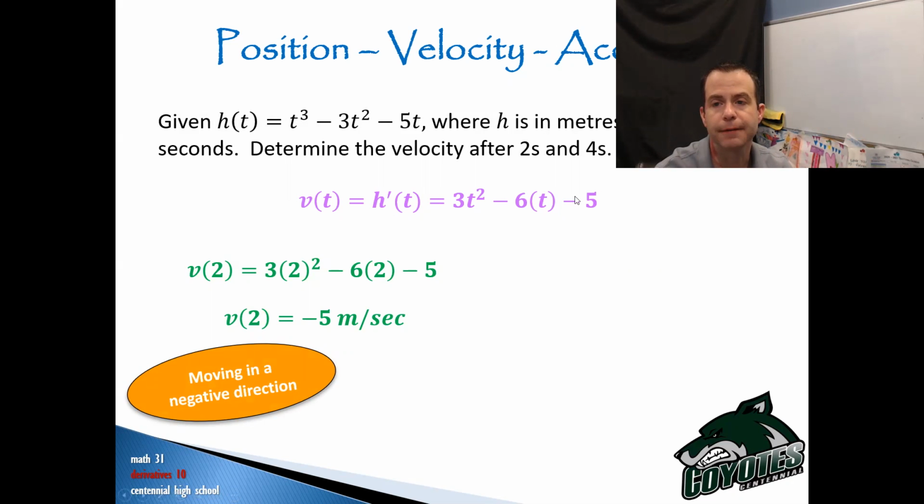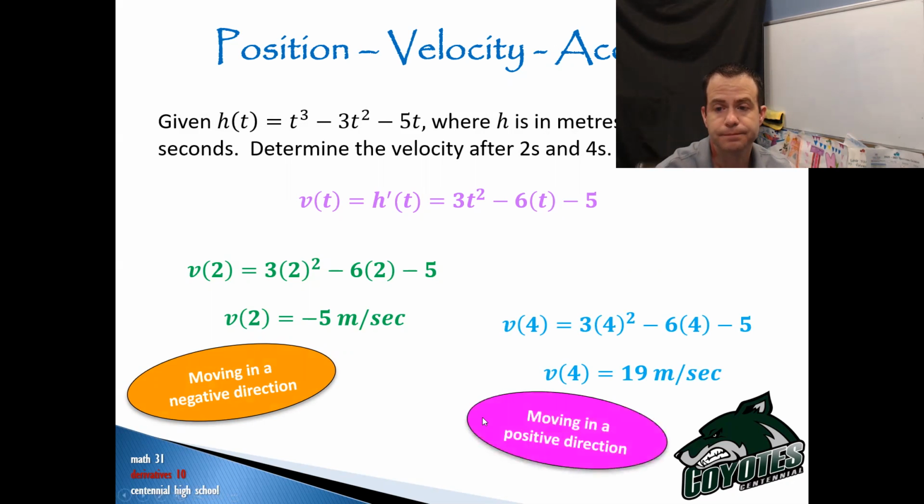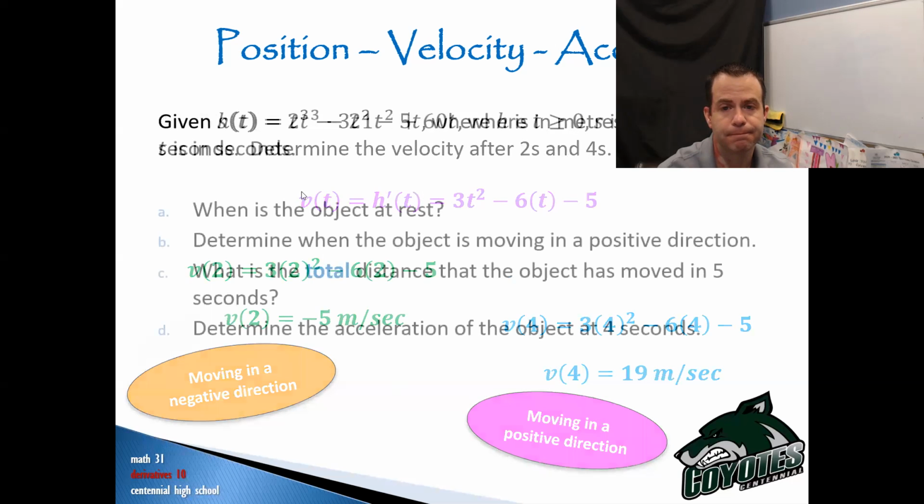Okay. And then if I plug in 4, I end up with 19 meters per second. So that would be going in a positive direction. Okay. So a negative refers to movement in a negative direction, and a positive number refers to movement in a positive direction.